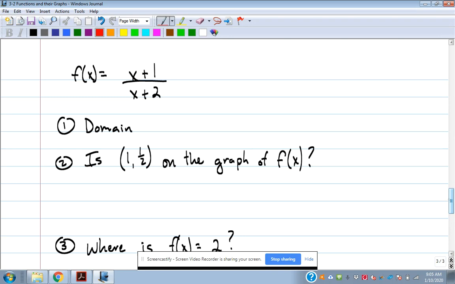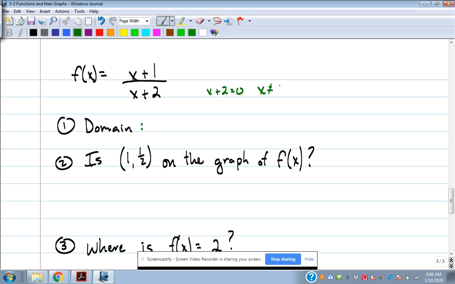All right. So here we have a rational equation. Not that it really matters what kind it is. But x plus 1 over x plus 2. And we want to state the domain of that equation first. How do I find the domain of that? Set what equal to 0? The bottom of it. So x plus 2 equals 0.